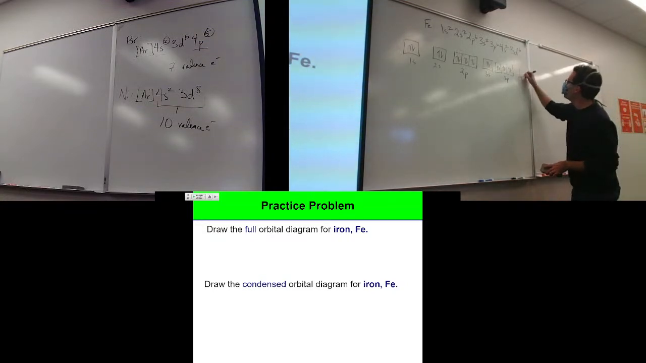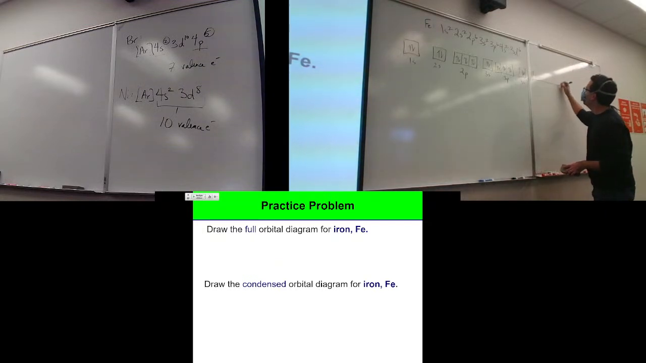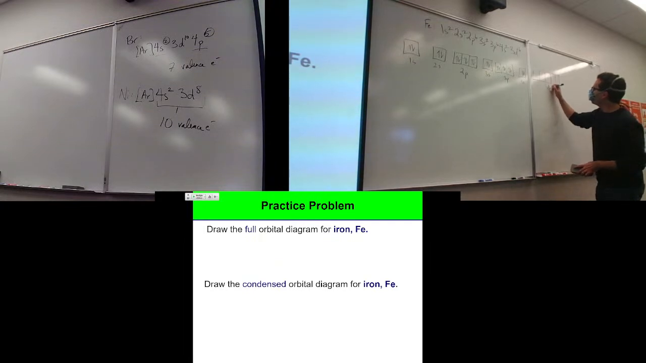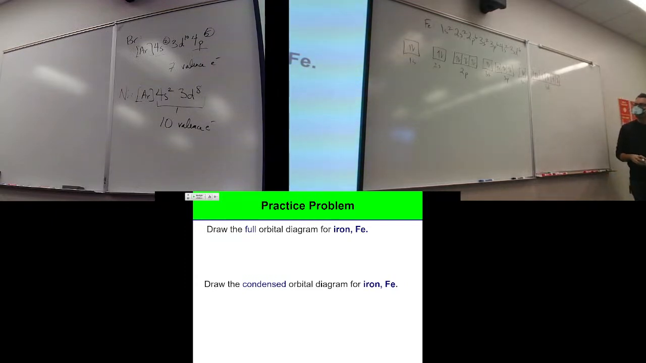Next is the 4s. And then finally, 3d. And remember there's 5 d orbitals, so there should be 5 boxes. And it's filled with 6 electrons. So 1, 2, 3, 4, 5, and then we can now finally double up, pair up, 6. That is the orbital diagram, the full one for iron.